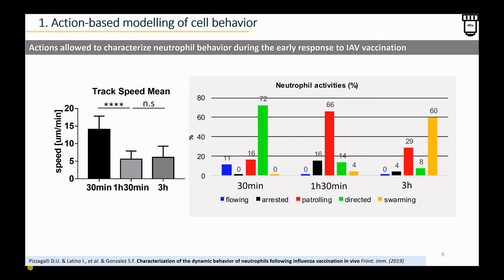Indeed, if you look at the time course of the speed, between 1 hour and 30 and 3 hours, no significant differences arise. Instead, if you look at the neutrophil actions, you can see that at 1 hour and 30, most of them were patrolling, red column, while at 3 hours, most of them were swarming.